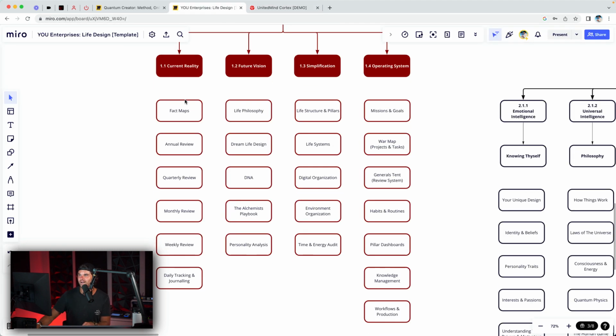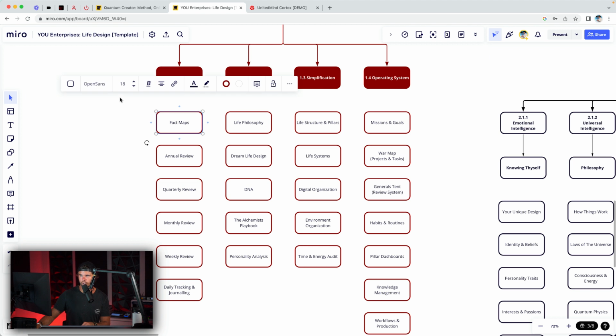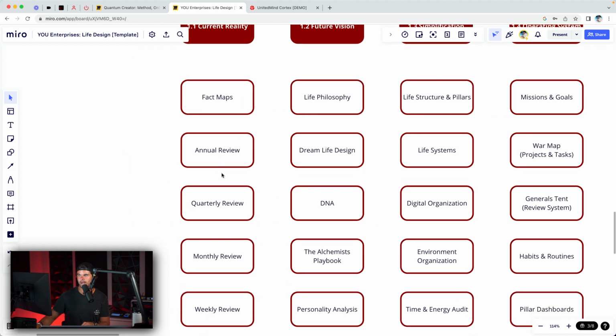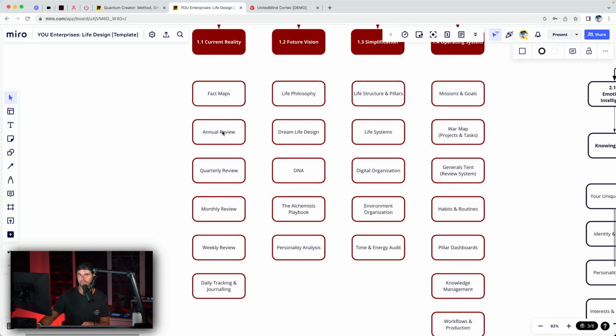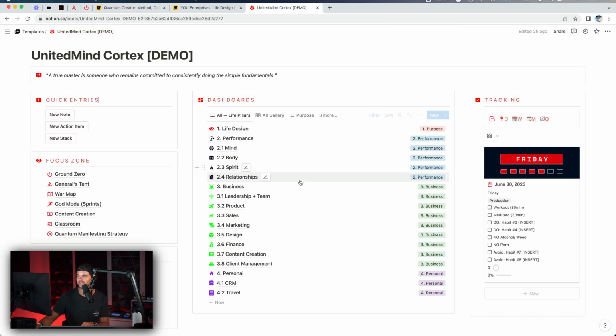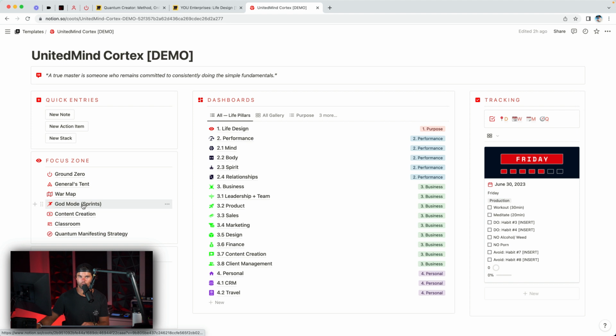Okay, so the current reality. You would have already gone through the fact map process. So that's a tool. Then what I want to do also, to continue to plug back into my current reality, is getting clear on, conducting things like processes and methods to bring my focus back to getting clear on where I currently am. Annual reviews, quarterly reviews, monthly reviews, weekly reviews, daily tracking and journaling. You'll notice that this is translated into, if you've already got going on the God Mode Sprint, that's where you'll find the micro system for that process.